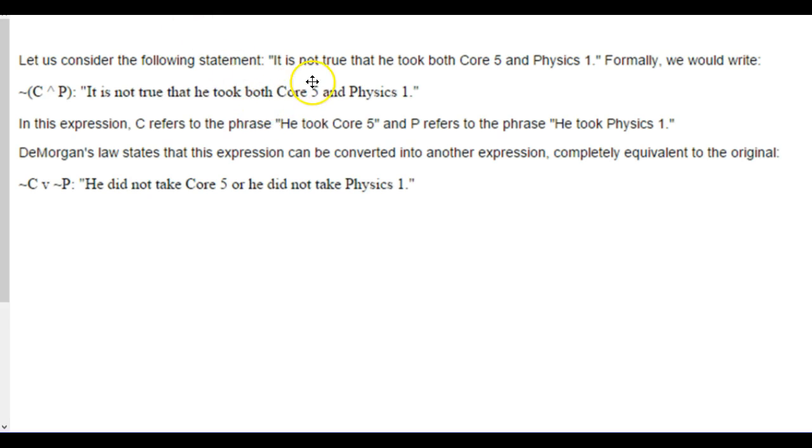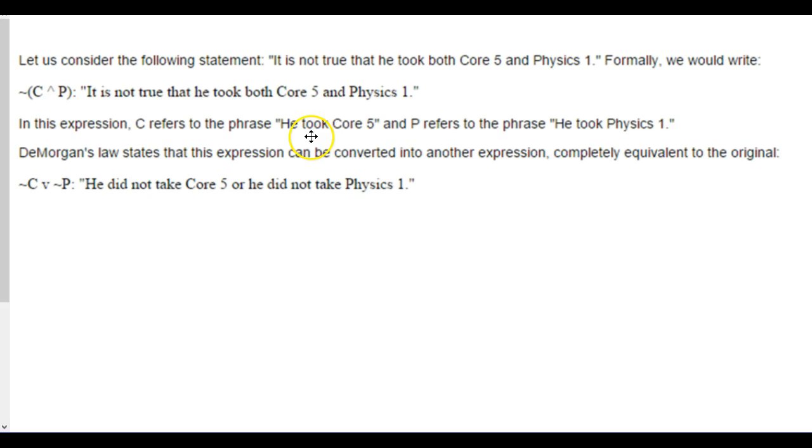So let's consider the following statement. It is not true that he took both Core 5 and Physics. So formally we would write, it is not true that he took Core 5 and Physics 1. That is an awful English statement. Nobody would speak like that. So reversing this makes a little bit more sense.